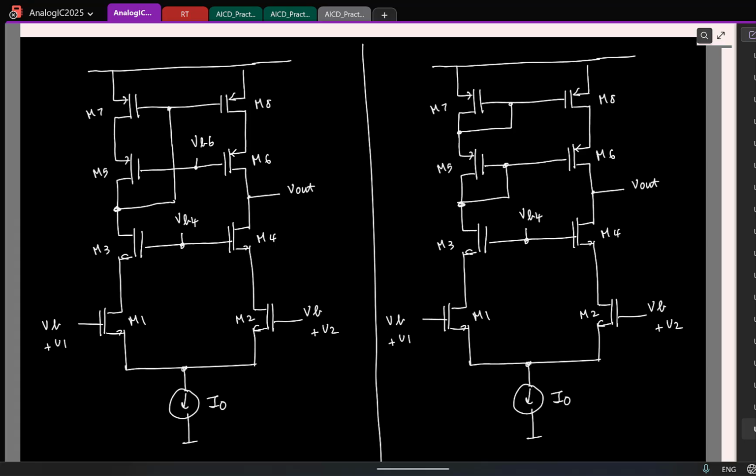So this is another way to bias it. If I do this, I need to generate a separate VB6. Here you are self-generating. So we'll see what is the difference between these two and what are the pros and cons in the next class. And by the way, anytime you come up with something new, I always say the first thing is to give a name, and the name given to this is telescopic cascode, because apparently this looks like a telescope at some angle, I don't know.